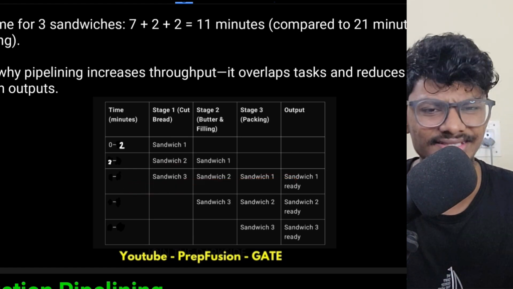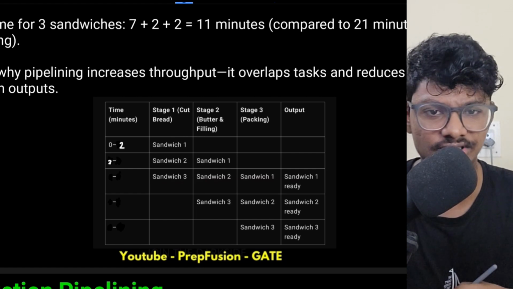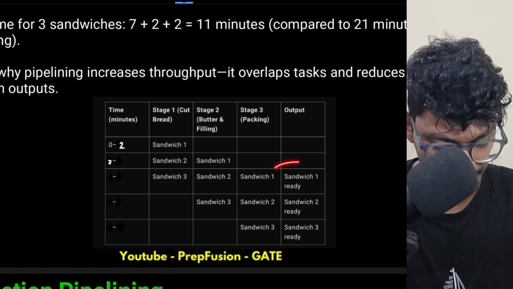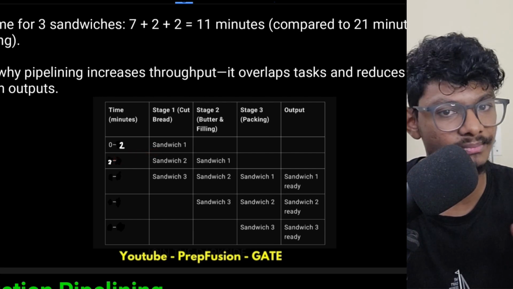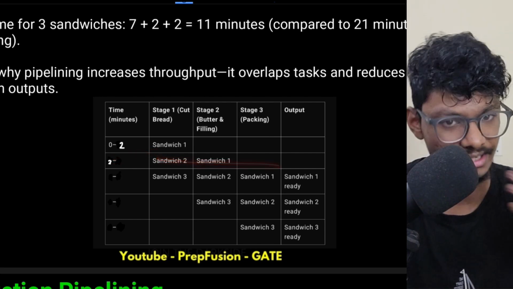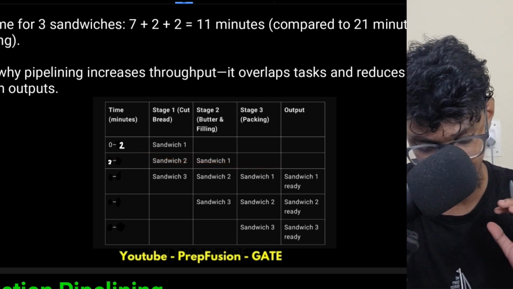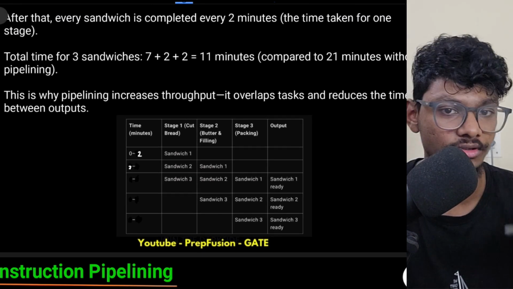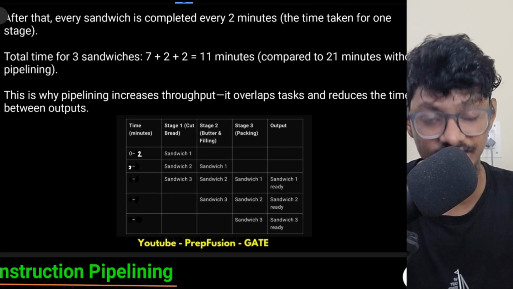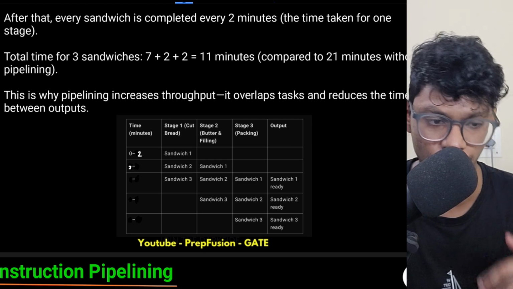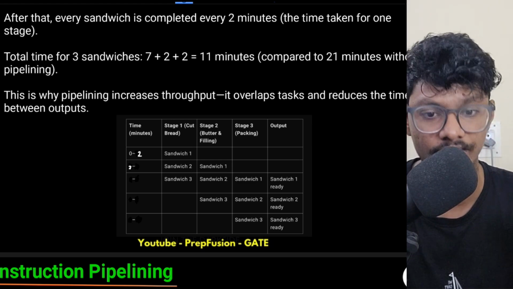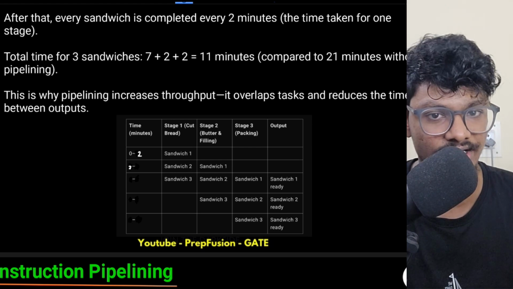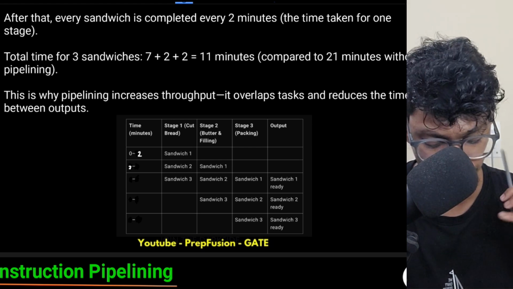Now you might say, why is this so useful? The usefulness comes here, at the output. For the first stage, it doesn't make any difference. It will take the same time. For the first sandwich, using pipeline or non-pipeline instruction, it will take the same time. But for making the second sandwich, it will not take us much time.